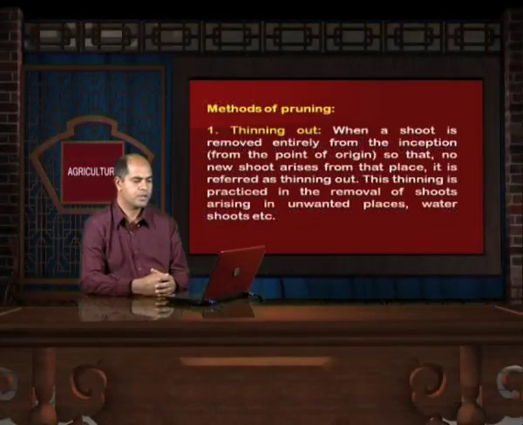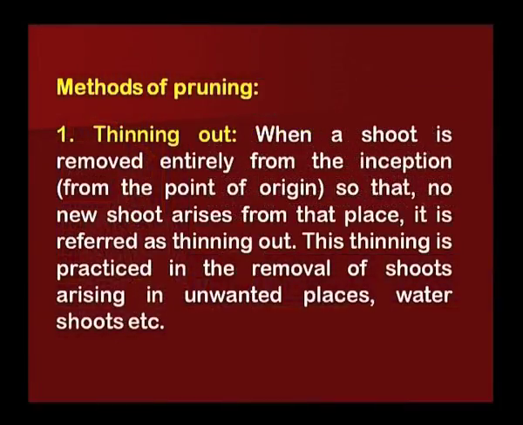Now we will be discussing about methods of pruning. The first one is thinning out. When a shoot is removed entirely from the inception or from the point of origin so that no new shoot arises from that place, it is referred as thinning out. This thinning is practiced in the removal of shoots arising in unwanted places, water shoots, etc.